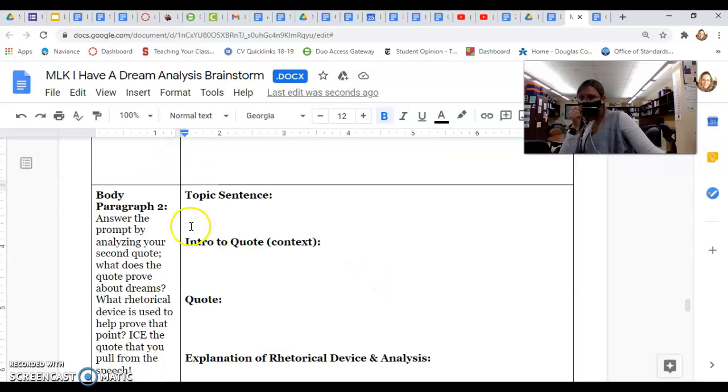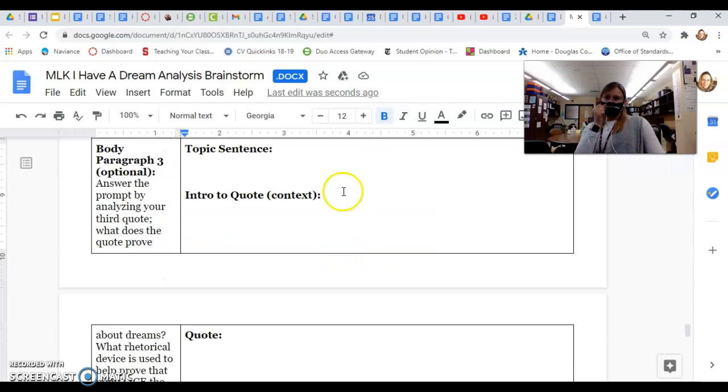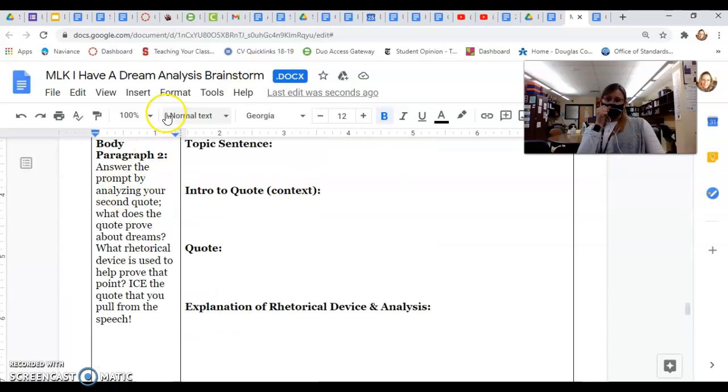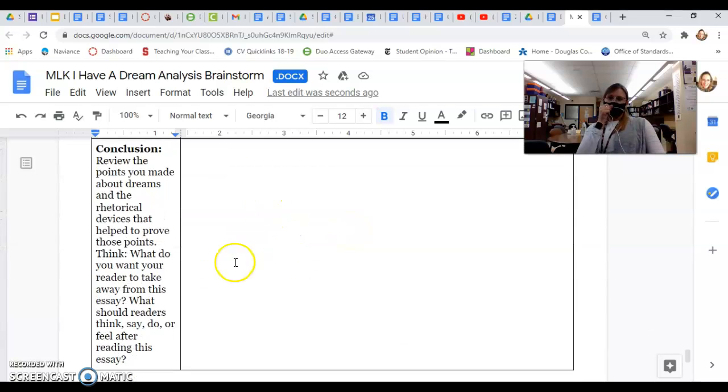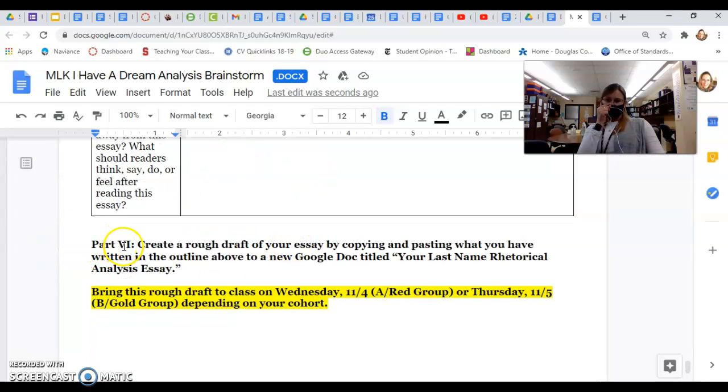The same thing is repeated for body paragraphs 2 and 3. I made body paragraph 3 optional. Rhetorical analysis is hard, so if you want to push yourself for this third paragraph, go for it. But if you'd rather keep it to body paragraphs 1 and 2, that's fine too. Then in your conclusion, again, review the points you made, but you can just follow the instructions I put in the box.